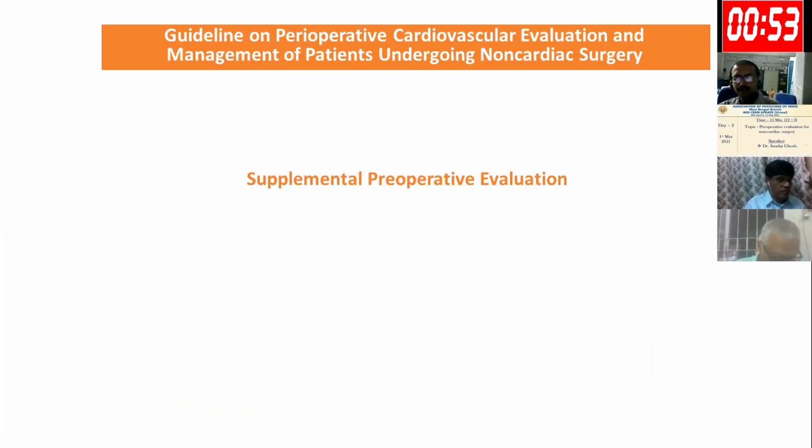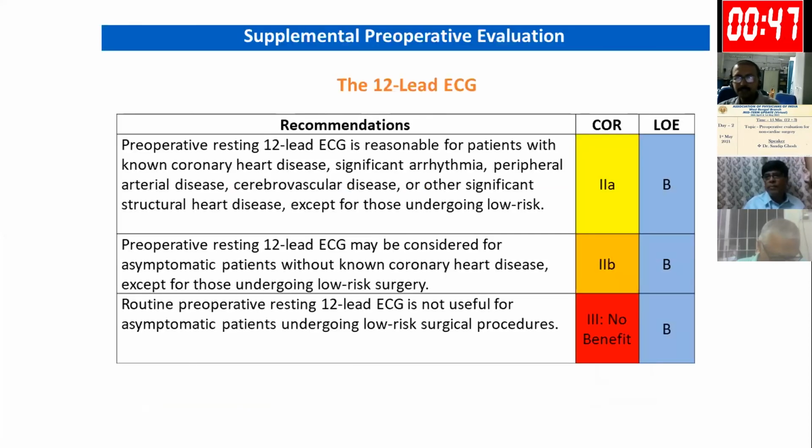After that, we'll discuss the supplemental preoperative evaluation. So ECGs. For ECG, a 12-lead ECG is reasonable for patients who have coronary heart disease or significant arrhythmias, and those with significant structural heart disease, except for those who undergo low-risk procedures. The preoperative resting 12-lead ECG may also be considered in patients without known coronary heart disease who undergo moderate or high risk surgeries.